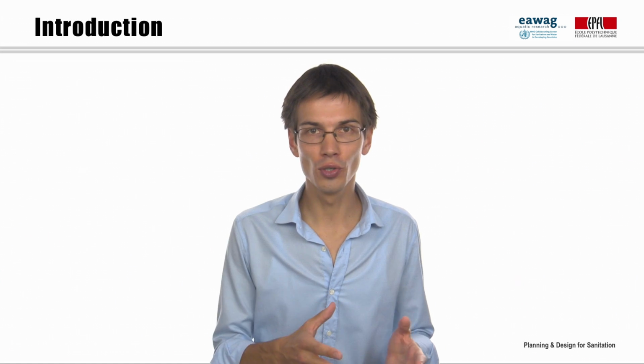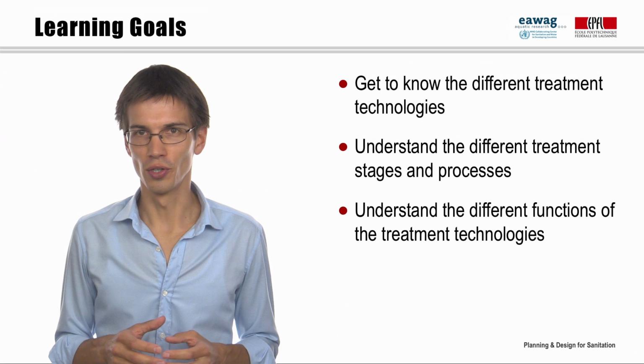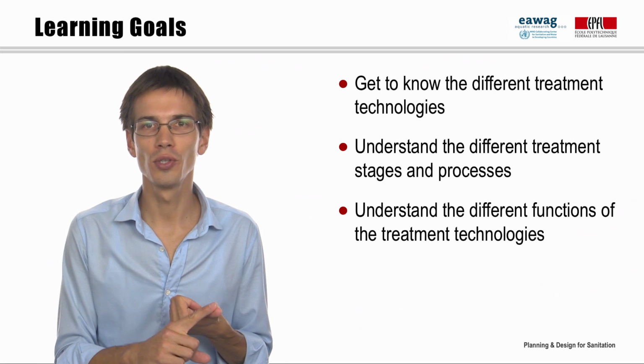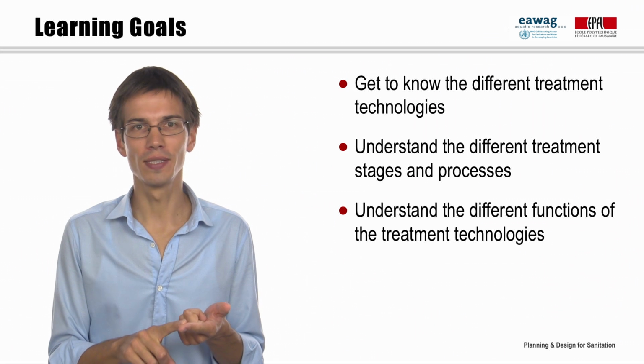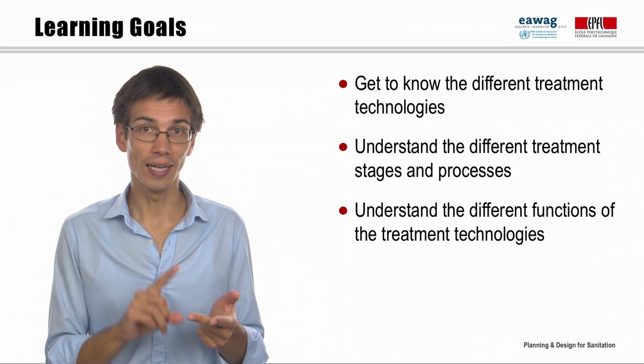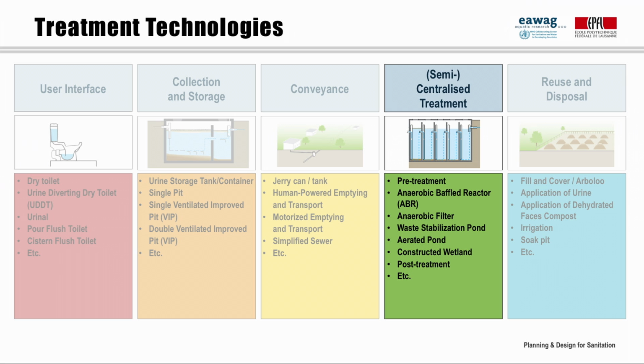Later, in the next modules, we will review the anaerobic technologies, then the aerobic ones, and finally the technologies for sludge treatment. The learning goals of this series of modules on treatment are: get to know the different treatment technologies, understand the different treatment stages and processes, and understand the different functions of the treatment technologies. Let's start. First, let's review the different treatment stages.